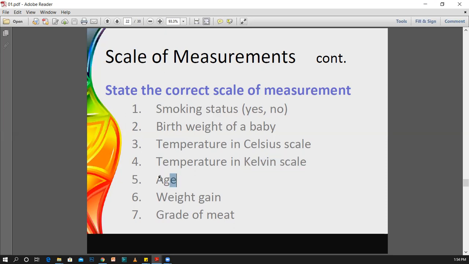Age is again a ratio scale. He is 2 times older than me. It is because 0 age says that there is nothing.